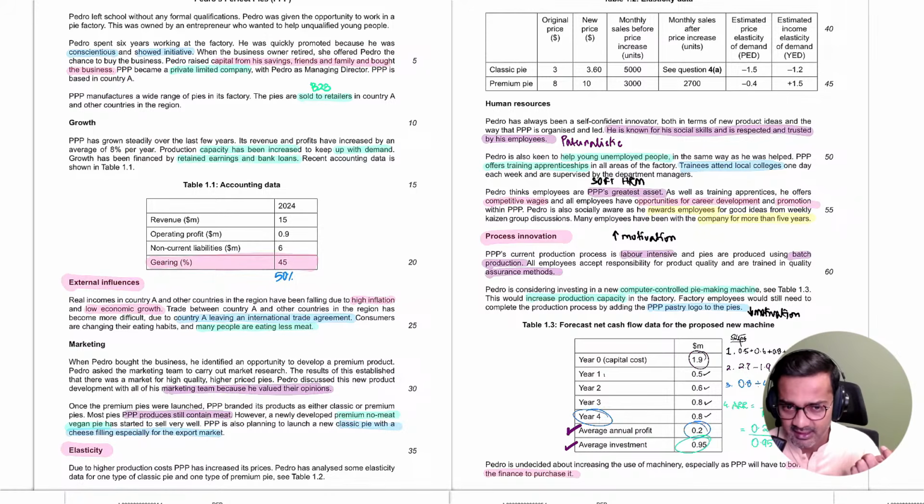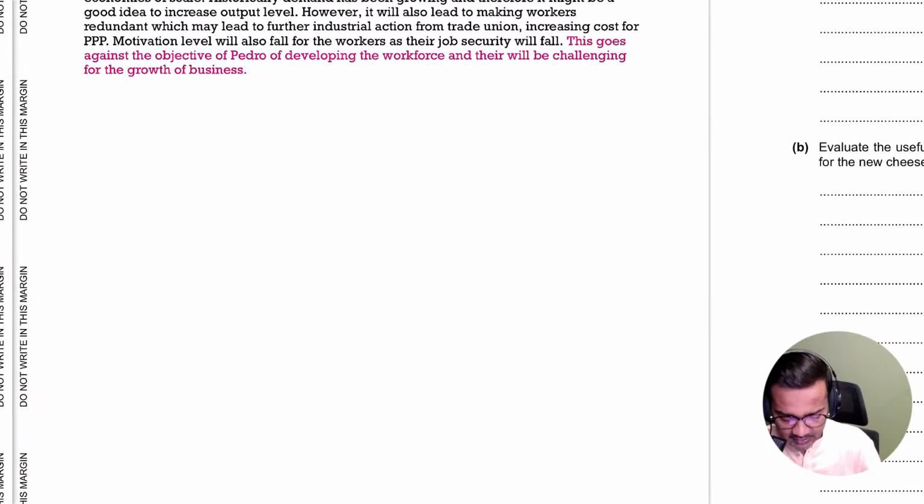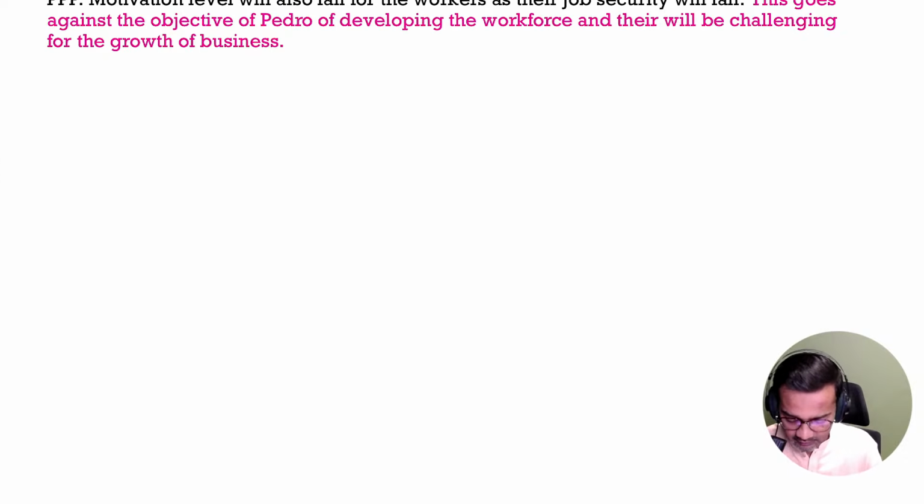Another thing is that when motivation is down, there is no way the company moves forward, so it goes backwards. And they've also been developing their new kind of pies. So maybe they should be focusing on that rather than finding a faster way of making things that they already make. All right, so that's the final argument that I'm going to make here at the end of this. So let's begin.